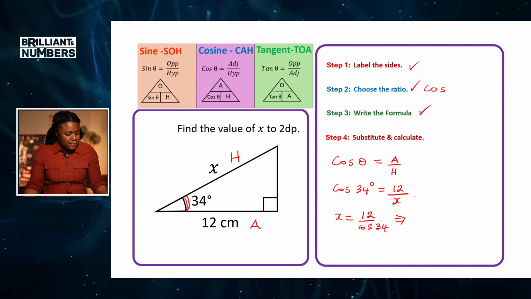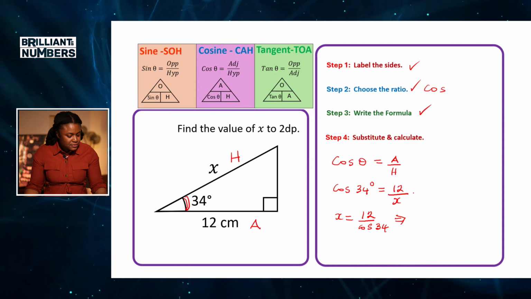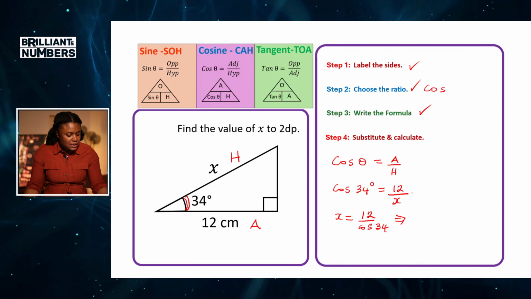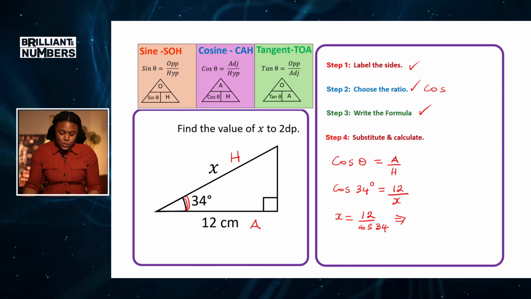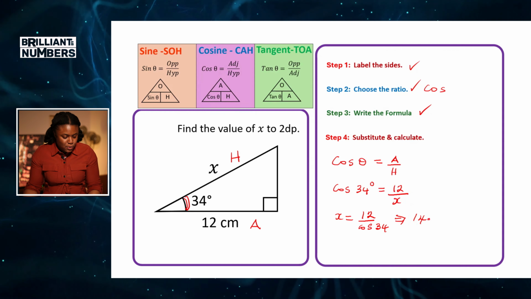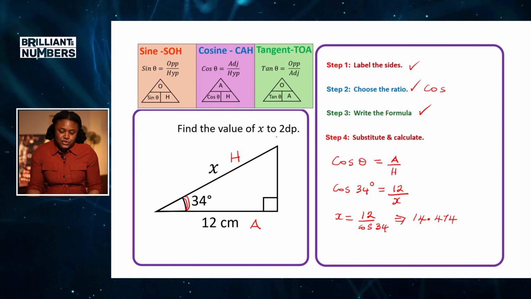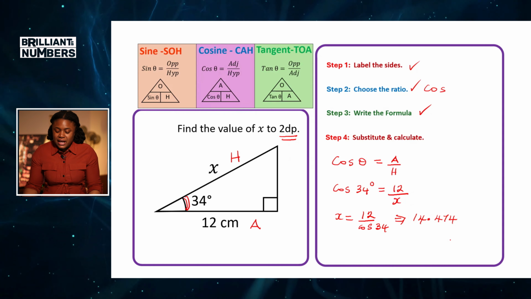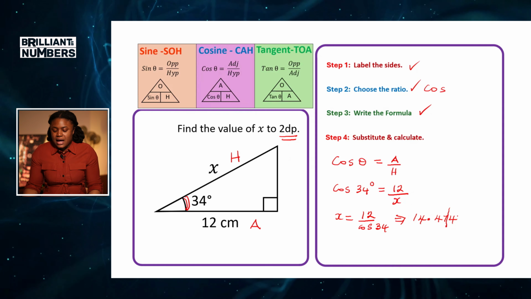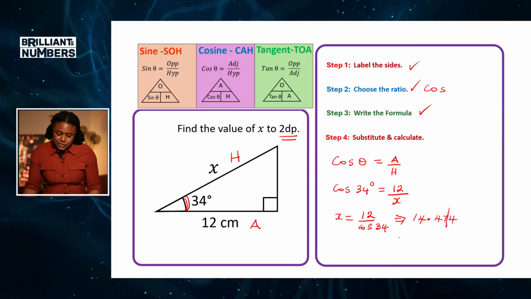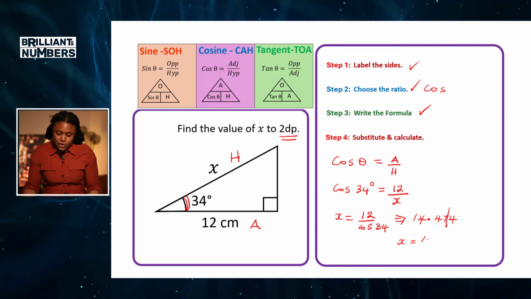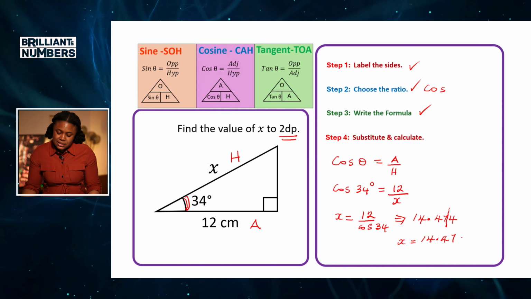I go ahead and put that in my calculator. Putting that in my calculator, I get my answer to be 14.474. However, I was asked to do 2 decimal places. So again, I check: 1, 2, check. The 4 is to be rounded down. So the final answer is that x is equal to 14.47 centimeters. Absolutely fantastic.